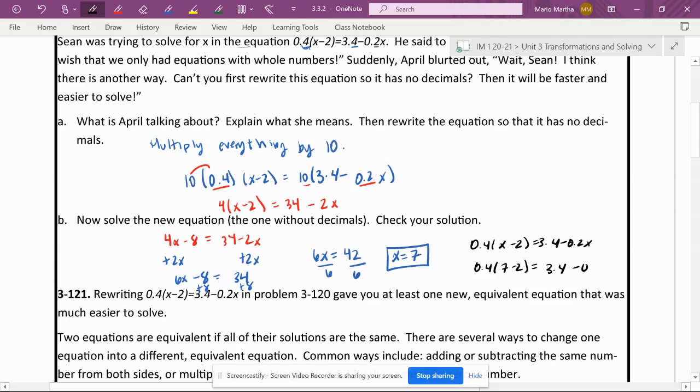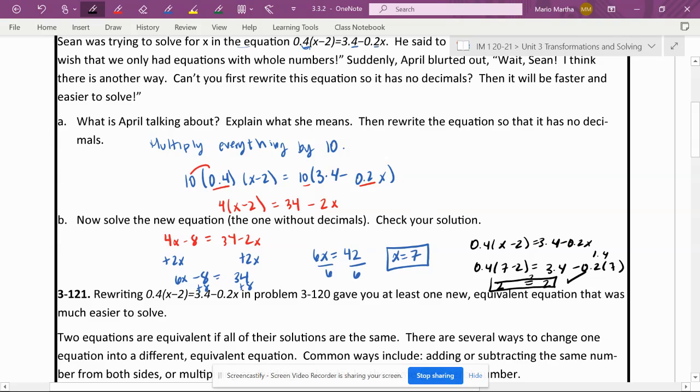3.4 minus 0.2 times 7. All right, so that gives us 0.4 times 5, and that would be just 2. And then we want to see if that's equal to 2 as well. So 3.4 minus 0.2 times 7, that's 1.4. So 3.4 minus 1.4 is also 2. So our answer checks out, even though we did get to it in a different way.